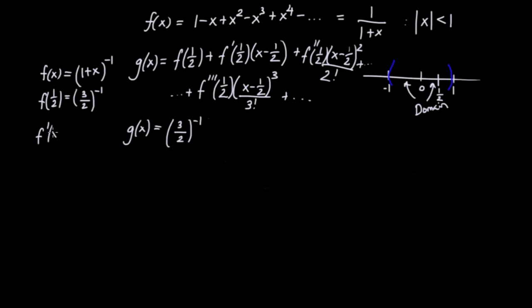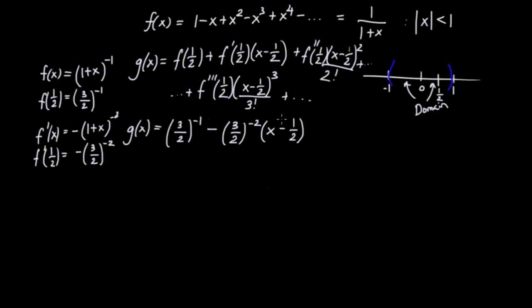And then let's find f prime of 1/2. So f prime of x is going to be minus (1 plus x) to the minus 2. And plugging in 1/2, I get minus the 3/2 again, to the minus 2 power. So let me write that in. Notice I get a sign flip here: the minus (3/2) to the minus 2 times x minus 1/2. Just copying that in there.